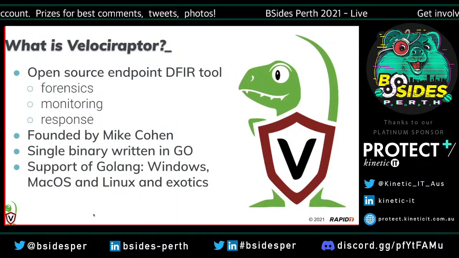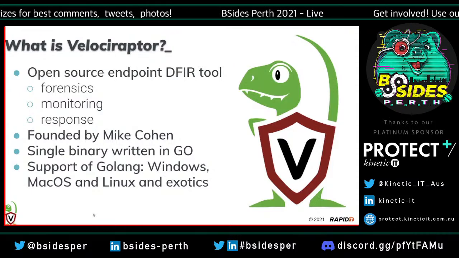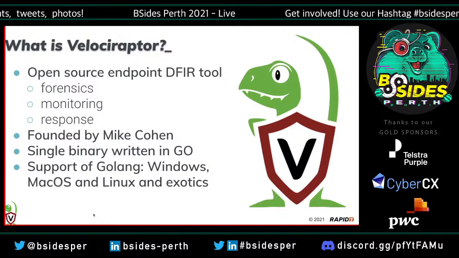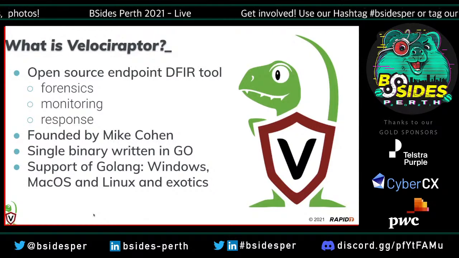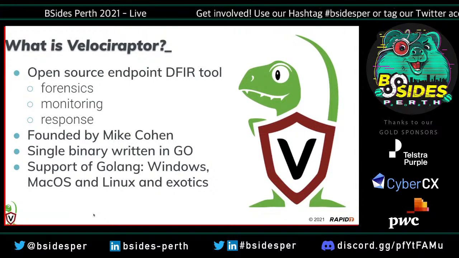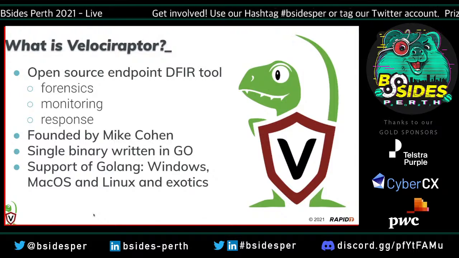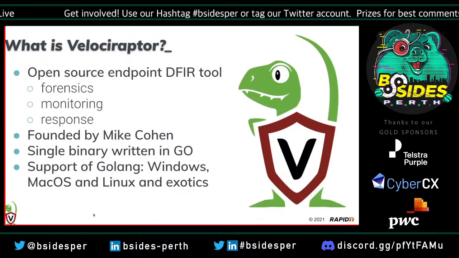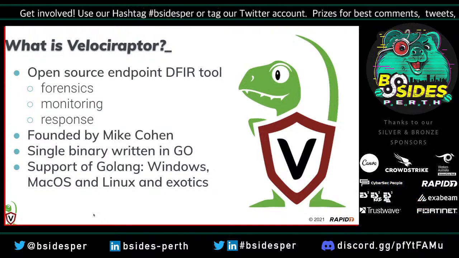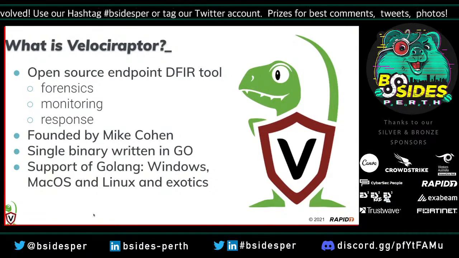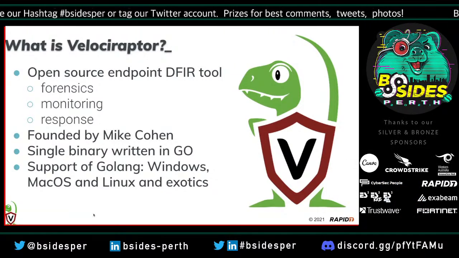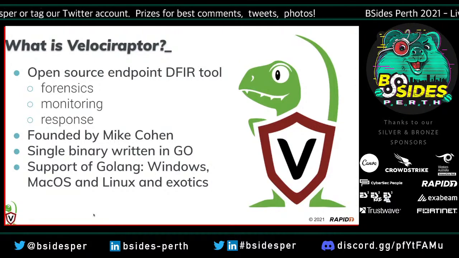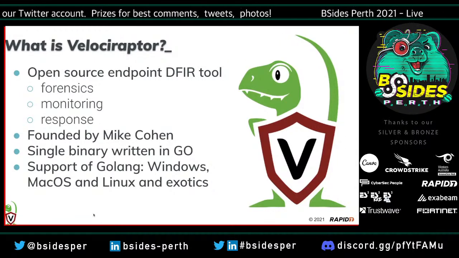So first of all, what is Velociraptor? Velociraptor is an open source digital forensics and incident response tool. It's an endpoint tool that covers pretty much all the big use cases for DFIR. If you don't know who Mike Cohen is, he's very well known on the blue team side of the shop, but he was the lead developer on Google Rapid Response and Rekall. So it has quite a good pedigree in terms of building amazing tools.